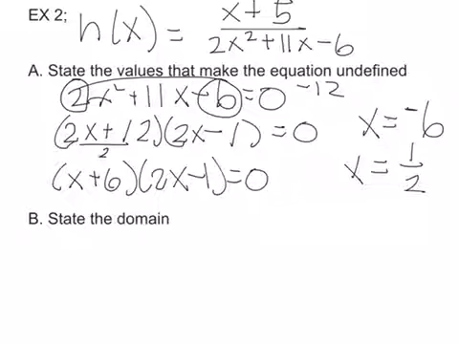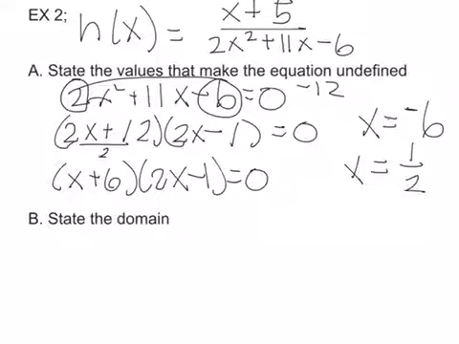Now part B asked me to state the domain. Like we said before, rational functions only have restrictions in the domain if there is a variable in the denominator, because that variable could cause the denominator to equal 0. In part A, we just figured out what values actually do make the denominator 0. So we found out that if x is negative 6 or if x is 1/2, that will cause the denominator of this fraction to be 0, which will then cause it to be undefined.